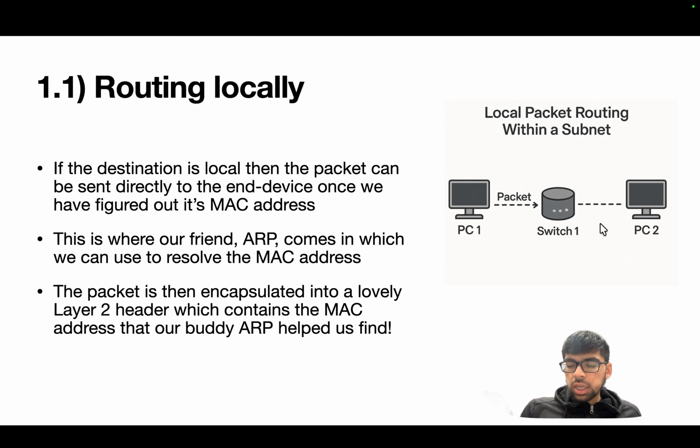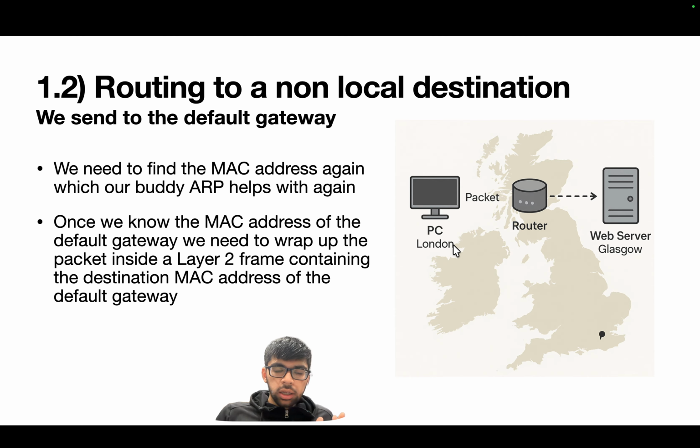You can send without that, but you use ARP. And again here, we use ARP, but we are communicating with a different subnet. And so we need the default gateway. We need the default gateway here to route that packet.